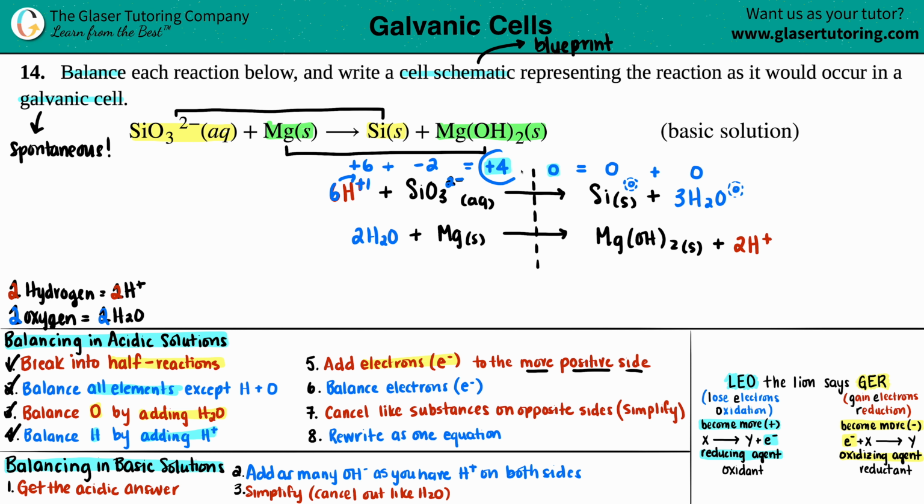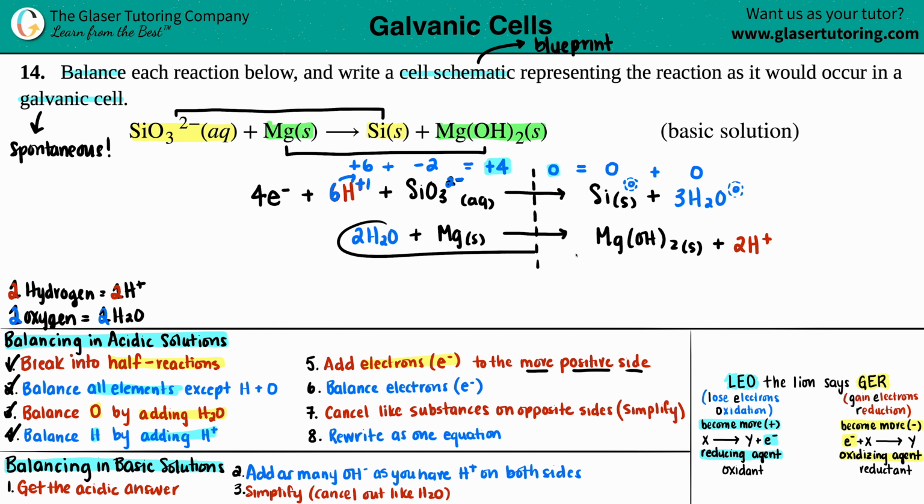And now since we have the total charges, we're now going to add those electrons to the more positive side. So at a 4 and 0, obviously 4 is more positive. So I'm going to add electrons to that side. But how many? Well, you want to go down to the other number. So on a number line, 4 and 0, they're 4 numbers away. So I'm going to add 4 electrons.